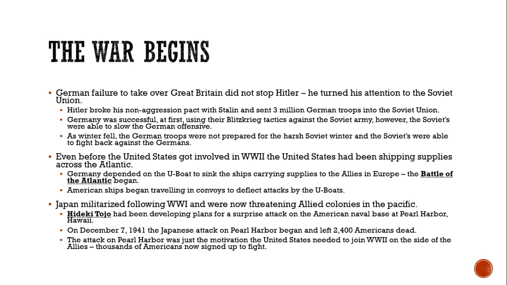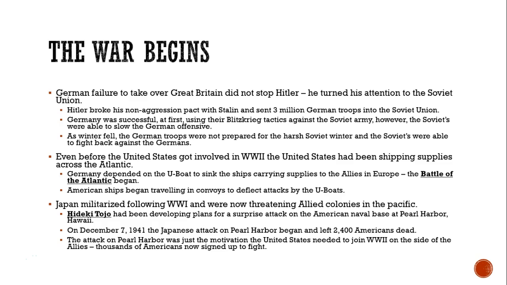The American ships began traveling in convoys to deflect attacks by the U-boats, but there's quite a few ships at the bottom of the ocean that were sunk by the U-boats, and consequently, there's also a bunch of U-boats down there. Japan militarized following World War I and now also were threatening Allied colonies in the Pacific.